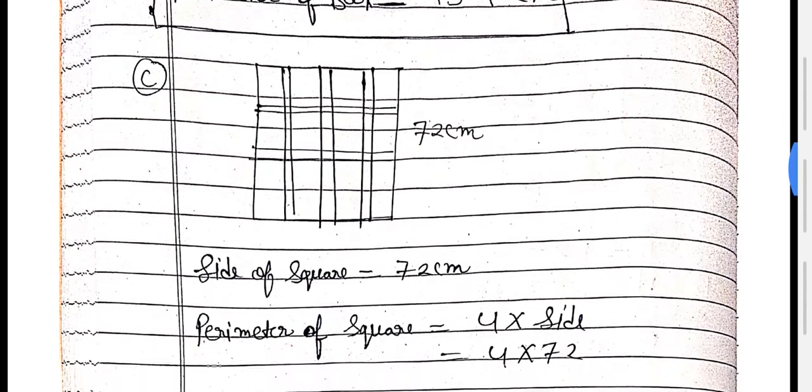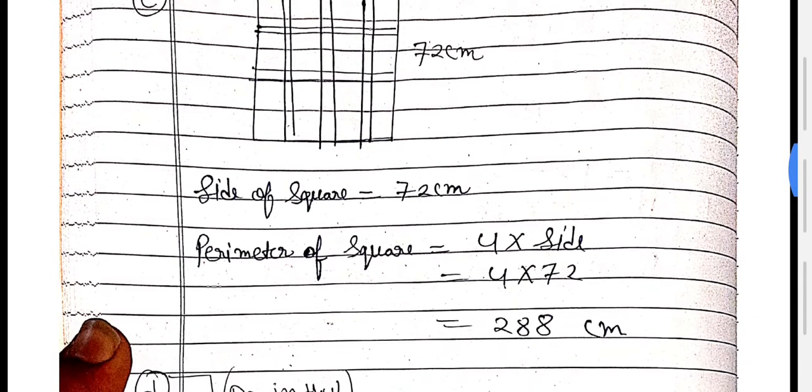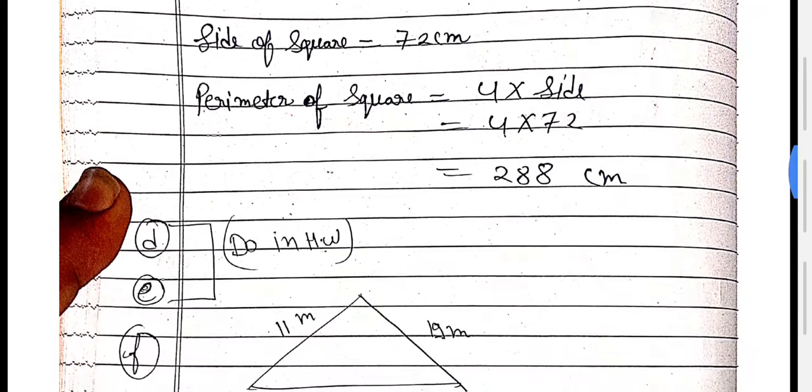Now see, a window type figure is given. It is just like a square. So what is the side of the square? 72. So perimeter of the square is 4 into side, that is the formula. This is 4 into 72. When you multiply you get 288. So your answer is 288 centimeter.